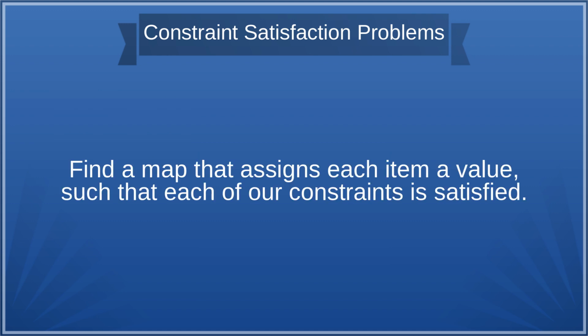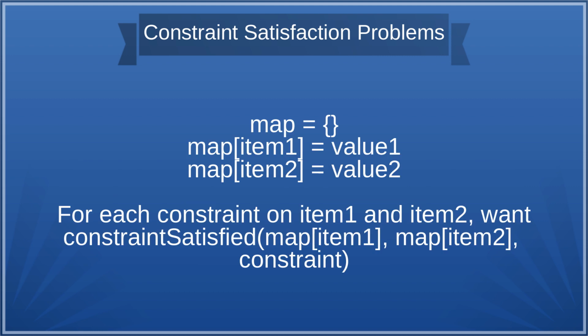Generally, most constraint satisfaction problems will have some data structure that maps items to assigned values, and some way of verifying that each constraint is satisfied as items are mapped to their assignments.